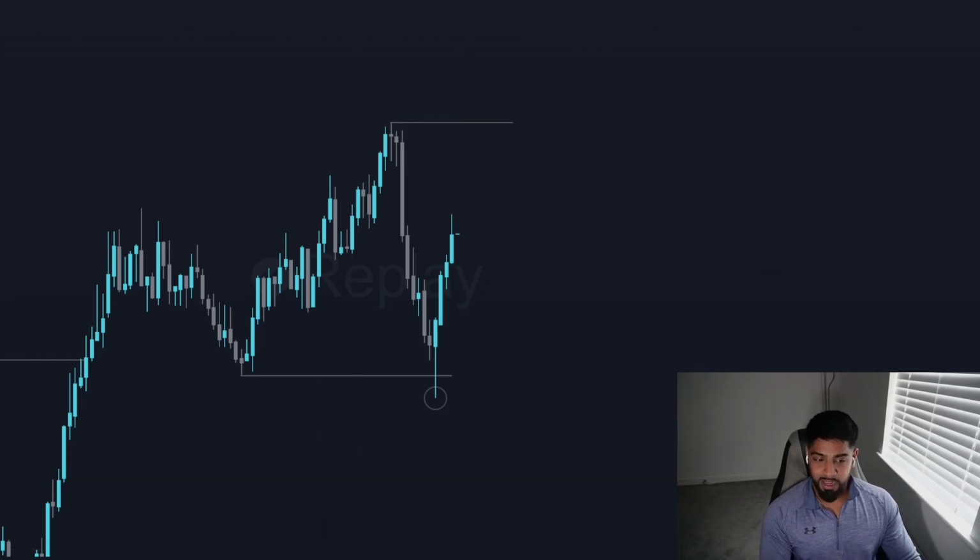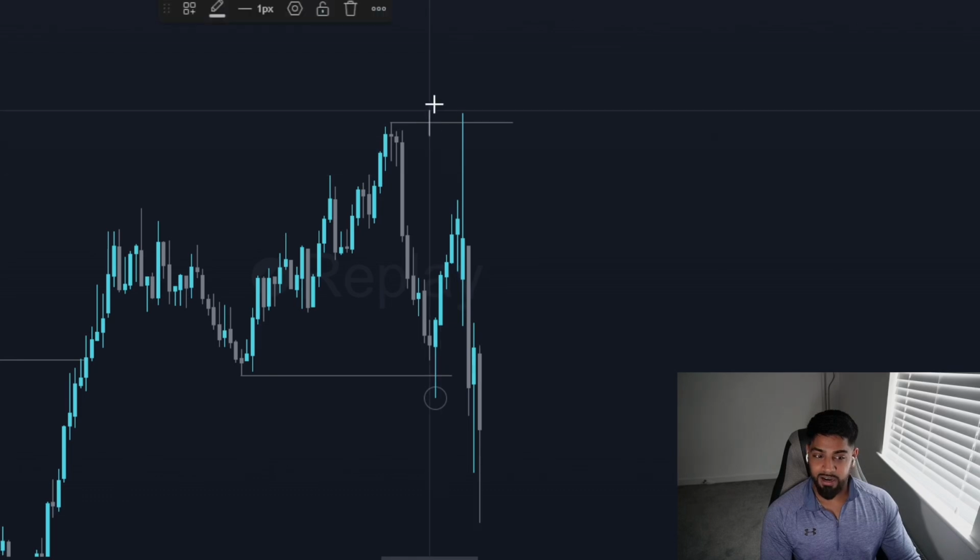So let's play price on, and what we can see is that price comes and perfectly sweeps the liquidity that was sat above the high. Everyone who had their stop losses above this high has now just been liquidated.